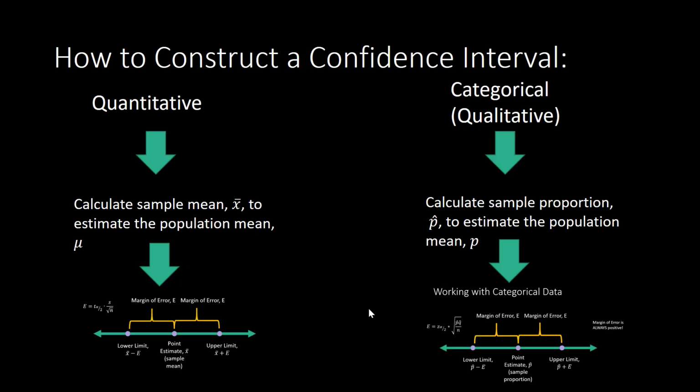Here's a summary of how to construct a confidence interval. Let's look at the differences between the two. So if we have quantitative data, our point estimate is our sample mean x bar. If we have categorical data, our point estimate is our sample proportion p hat. In both cases, our margin of error has to be calculated either by hand or using technology. Notice we have two different equations depending on whether we're working with categorical data or quantitative data. And again, in both cases, the margin of error will always be positive.